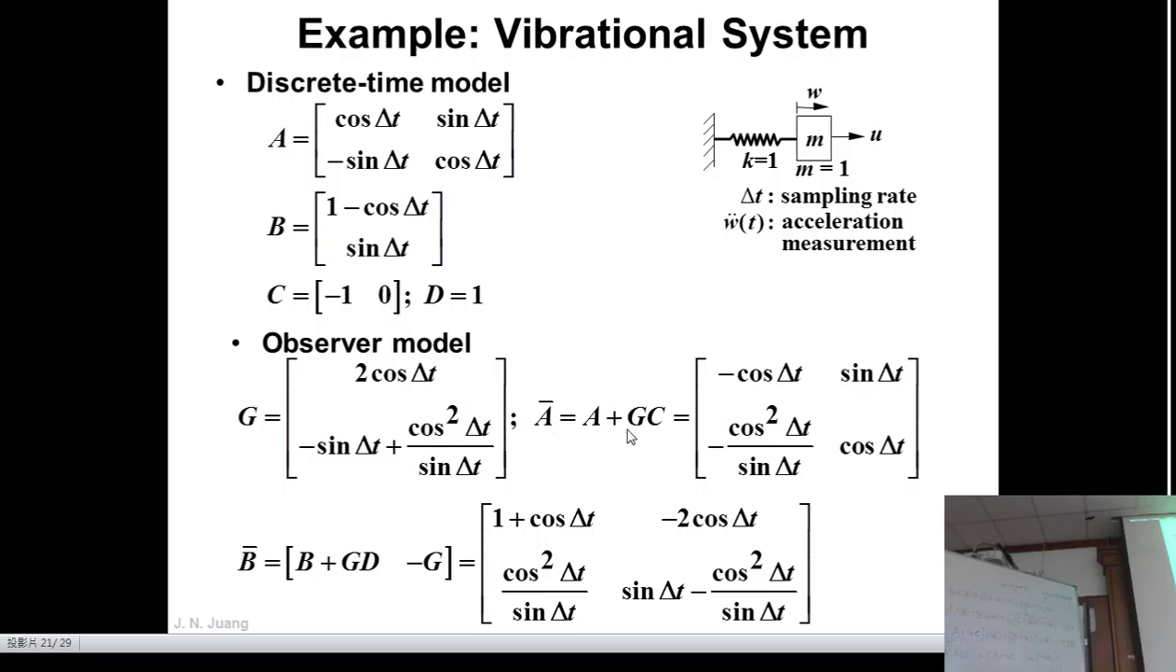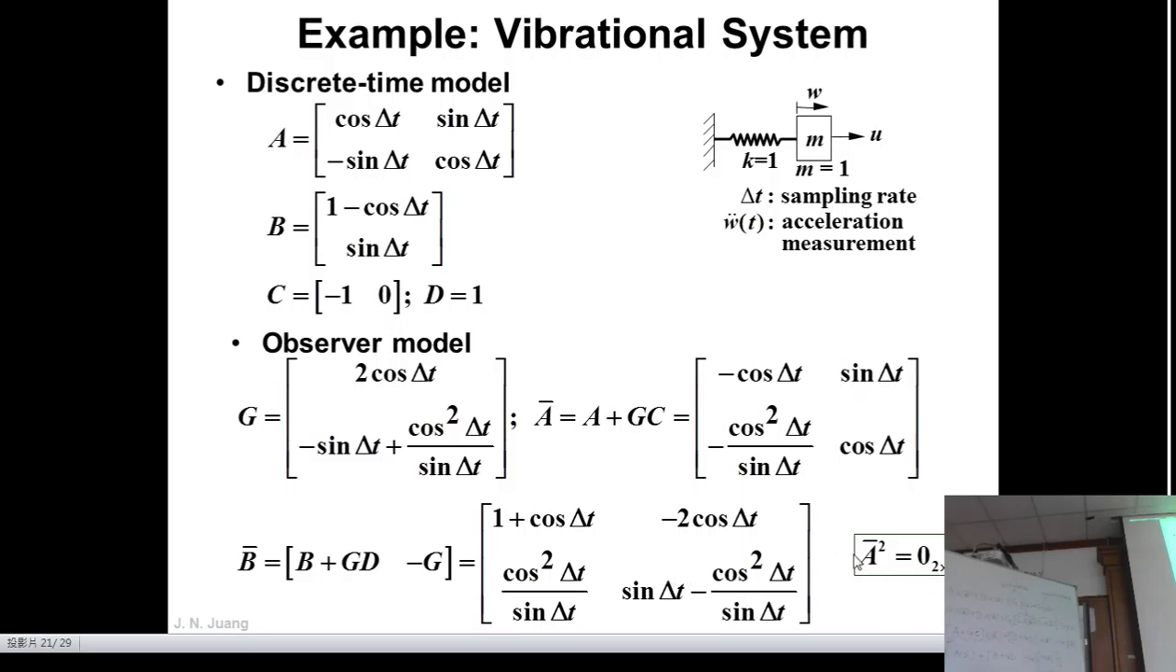So A plus GC means A is this one, and G is this one times C. G times C will be a column vector times a row vector. A row vector becomes a matrix. And that's my A bar. And this is my B bar. B plus GD, just follow these formulations, you get B plus GD. Okay, let us look at what our results are.